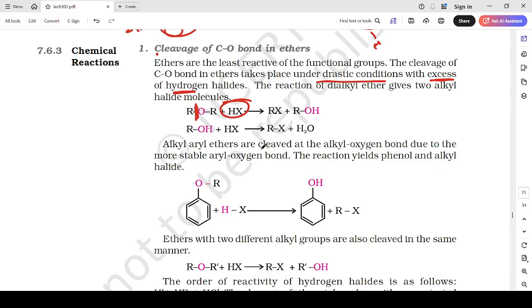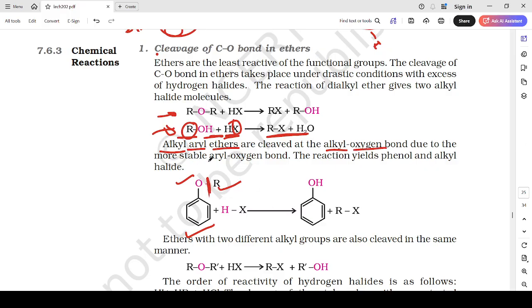You can see when I take alcohol, I treat it with HX. What will you form? RX and H2O. This is easy, but this is not that easy. Alkyl aryl ethers. Aryl I have, alkyl I have, and it's an ether. Cleaved at the alkyl oxygen bond, this place, due to the more stable aryl oxygen bond. Because still a very common question.